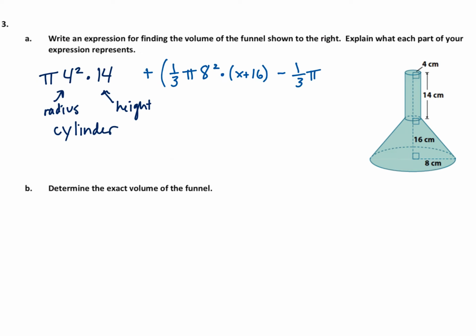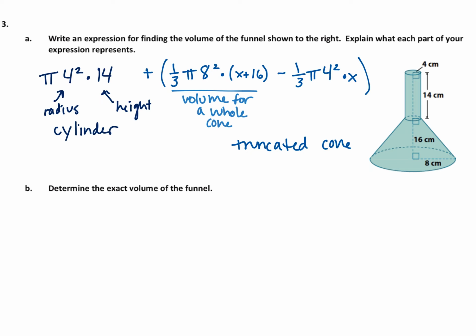1/3 pi r squared, and in this one the little r is 4 because it matches up the radius of the cylinder, times its height, which is just x, that unknown piece that's missing from the top. So this part is the whole truncated cone. This first piece here is the volume of an entire cone. And then the other piece here is the volume that is subtracted from the top.